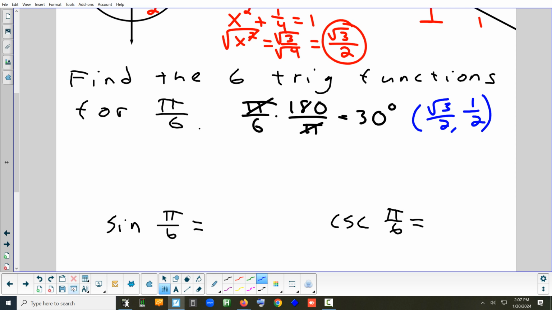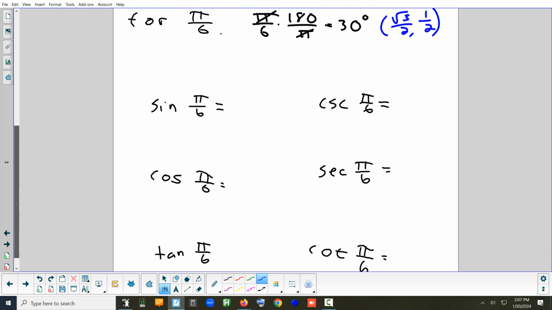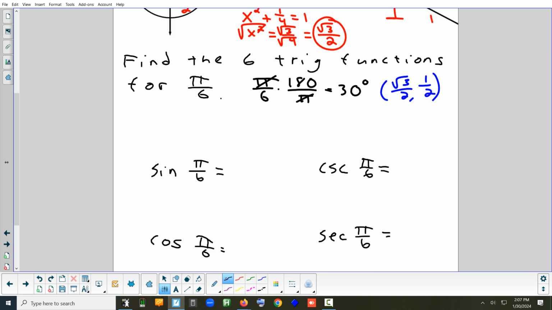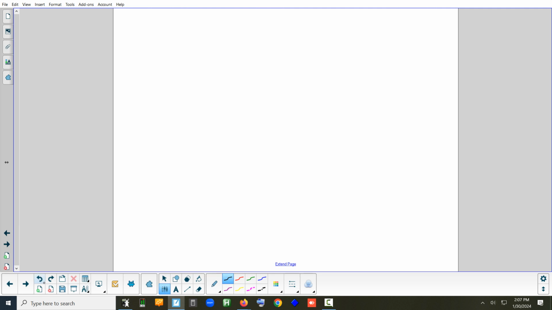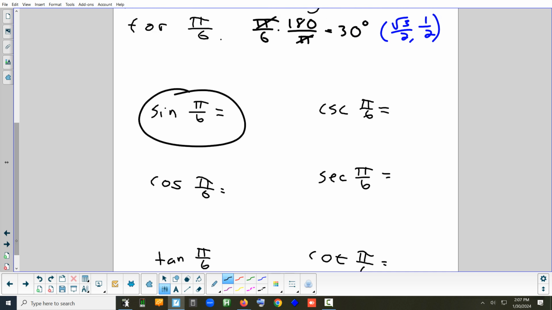Now it's no different than what we did yesterday. Find all 6 trig functions. Okay, so what I would ask you for on the test, 2 things. First, I wouldn't give you all 6 of these in the same problem. I'd only give you one of the 6. And I would say, for example, find the sine of pi over 6 and tell me the coordinate that you use to do it. Those are the 2 things I would ask. So there's your coordinate, root 3 over 2, 1/2.